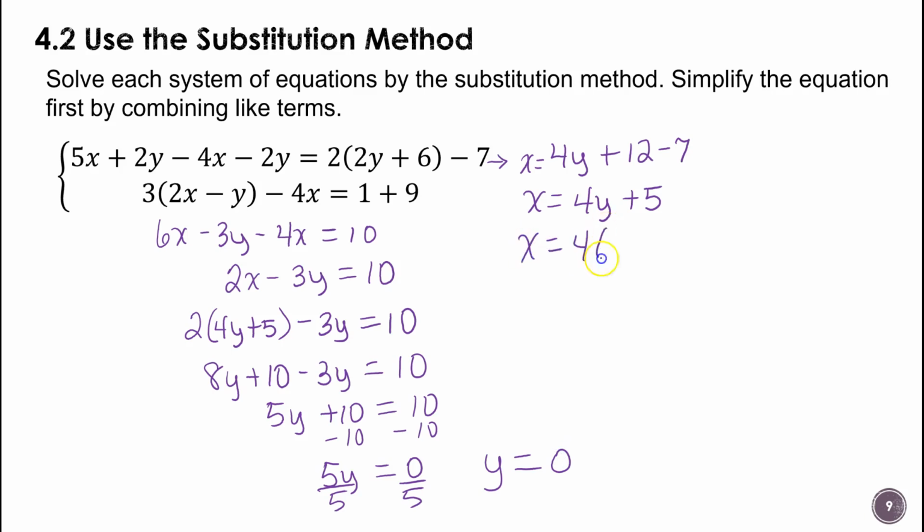And so that makes it nice to put back in the other equation. X equals 4 times 0 plus 5. So x equals 5, right? Because 4 times 0 is just 0. So my ordered pair is 5, 0.